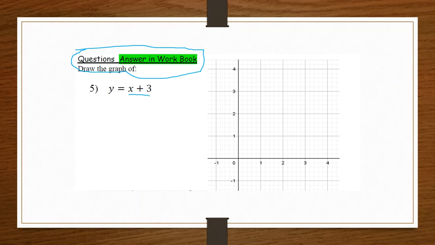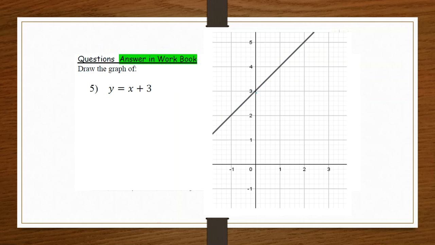x plus 3. The 3 tells us that we can put a dot here. The x, which is 1x, means to go across 1, up 1. Draw a line through there. So once you draw this neatly, it should look like that. Again, make sure you put the axes in.